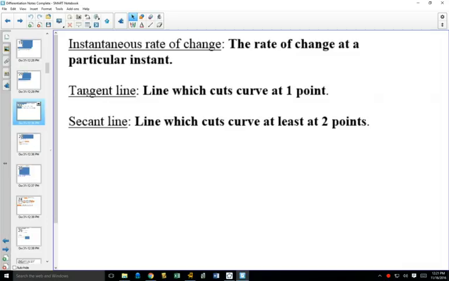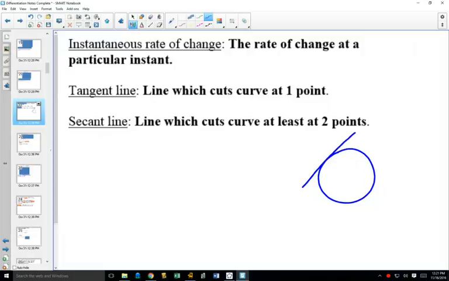We're going to refine our tangent definition as we go, but often coming into grade 12, the first time that you saw a tangent line was in grade 9 when you had a tangent to a circle. And you learnt in grade 9 that a tangent line was a line that touched that circle only at one point. So we have that same start as what a tangent line is right now. It's a line which cuts a curve at one point.